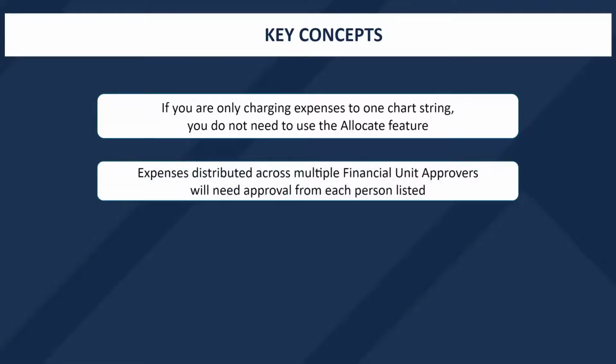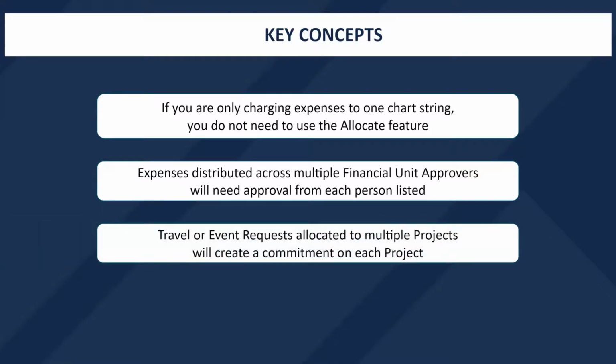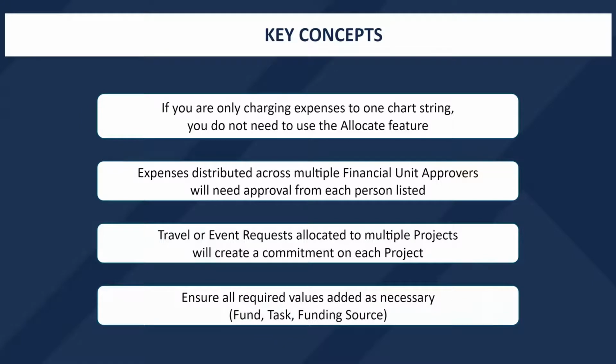If an allocation is charged to a different financial unit approver than listed on the request or report header, both financial unit approvers will need to approve the document before it continues in the approval workflow. Allocations to multiple projects on a single travel or event request will create a commitment on each project once the request is approved. Lastly, be sure to include all necessary chart string information when creating your allocation. Fund is always a required value. If you enter in a project value, the task and expenditure type are required values as well. If your project is a sponsored project, the name begins with SP, a funding source will additionally be required.